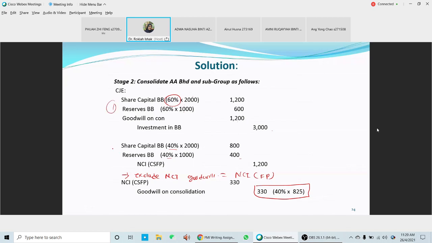We need to exclude the NCI in the ultimate parent, so we're going to exclude here 40% with 825 here. Okay, just finish with this one. To get to the direct C, no, just delete the word indirect, put it as a direct NCI to exclude goodwill. This one is the indirect goodwill to the parent, so we need to exclude that goodwill.